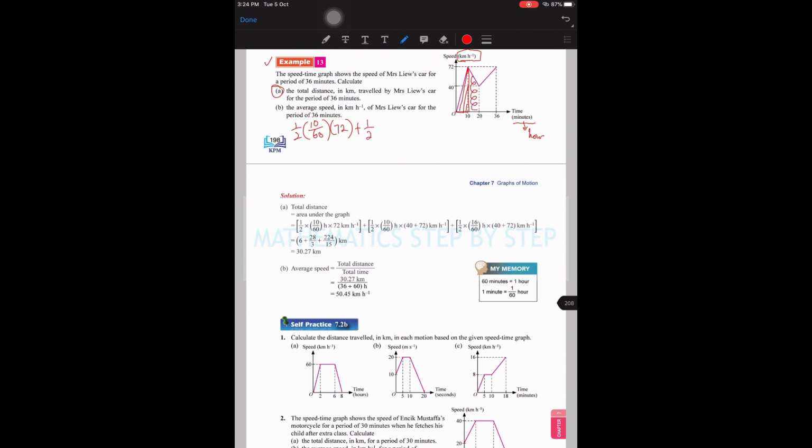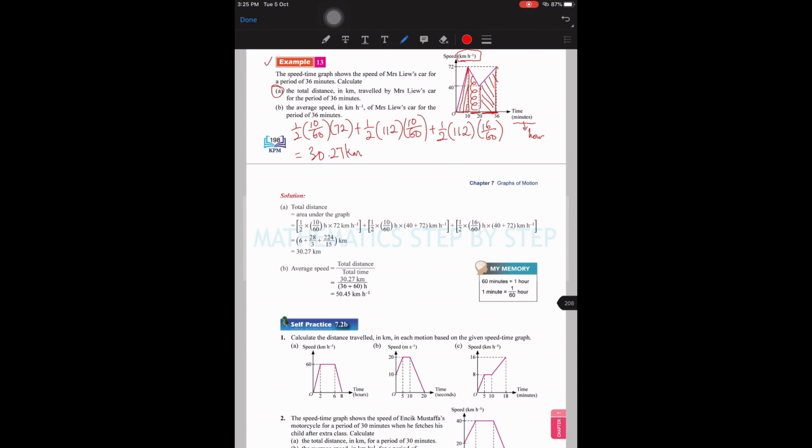So half times both parallel sides, which is 72 plus 40, so 112, then this part is 10, so 10 over 60. We must convert to hours first. Then lastly this part again is a trapezium, so half times two parallel sides, which is 40 plus 72, so 112, then time taken is 16 minutes, so 16 over 60. We must convert to hours, so the answer is 30.27 km.